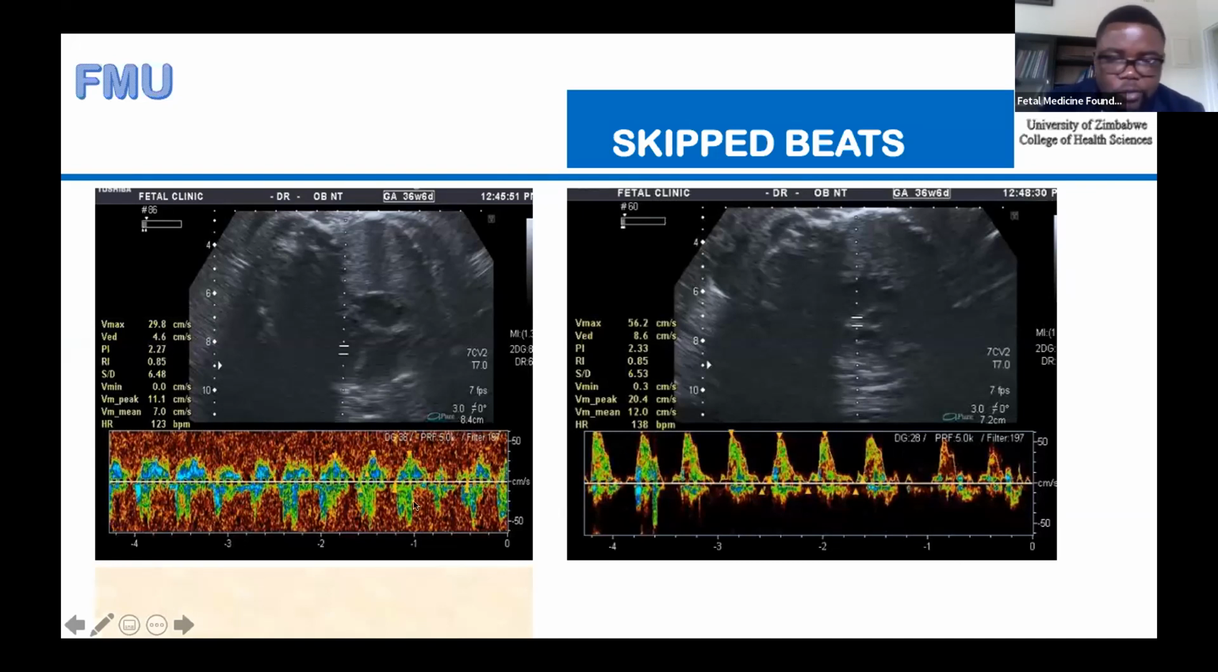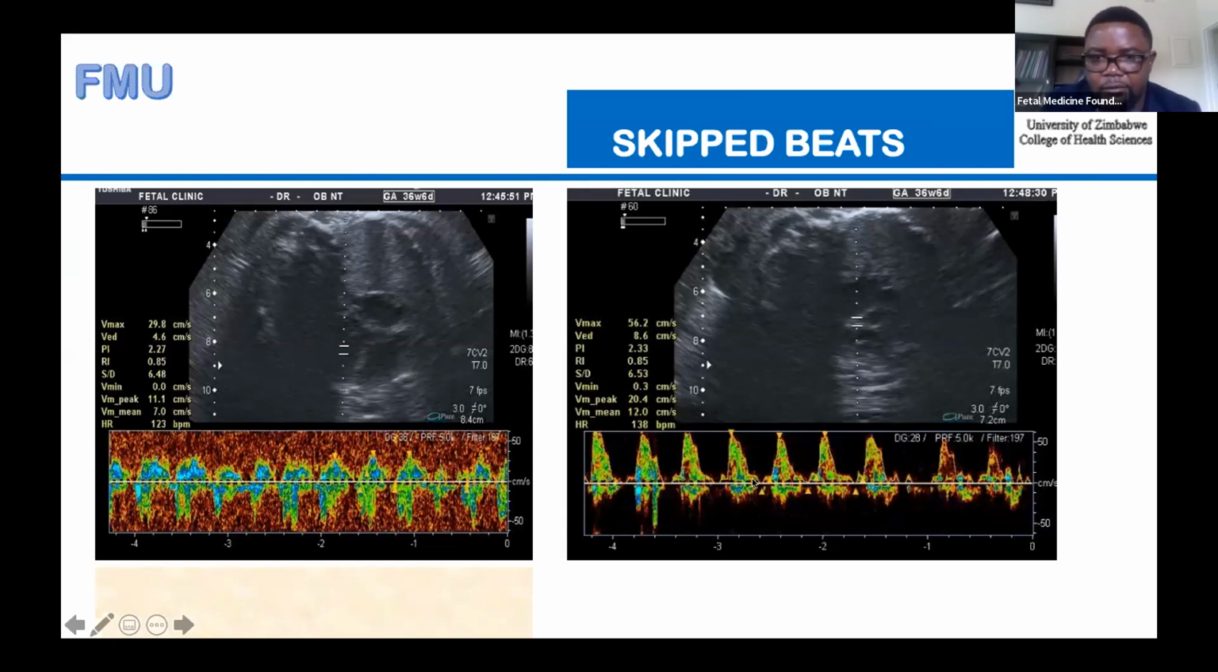This baby had ectopic beats, but these ectopic beats did not affect the overall heart rate. It was 123 at 36+6, which is within normal for that gestational age. But with the ectopic beats in this baby, some of them were not going through to give us a proper ventricular systole. So this is how it works.